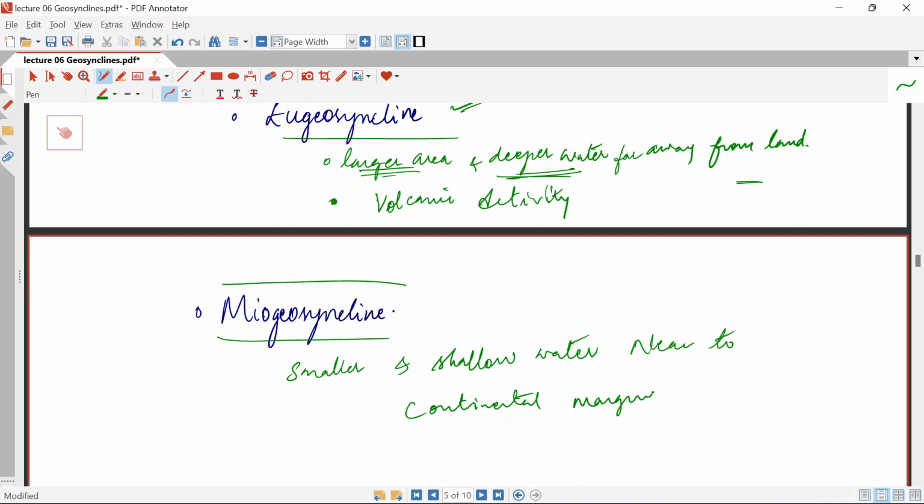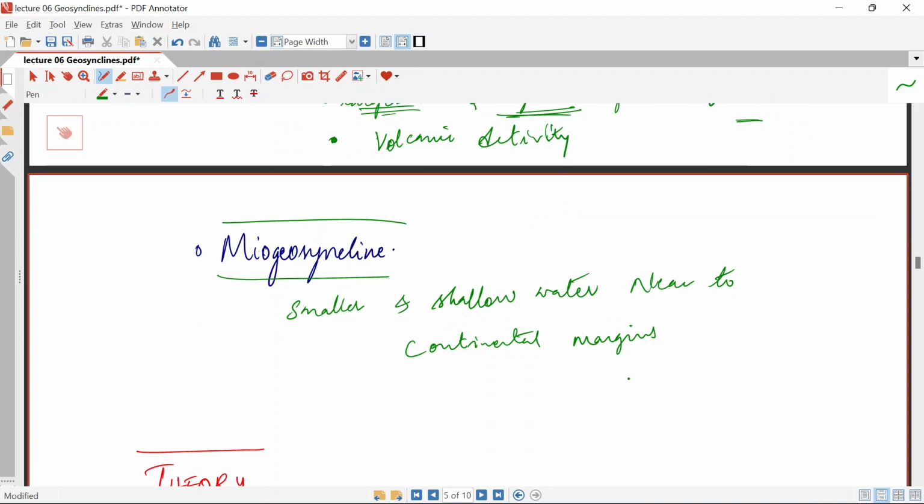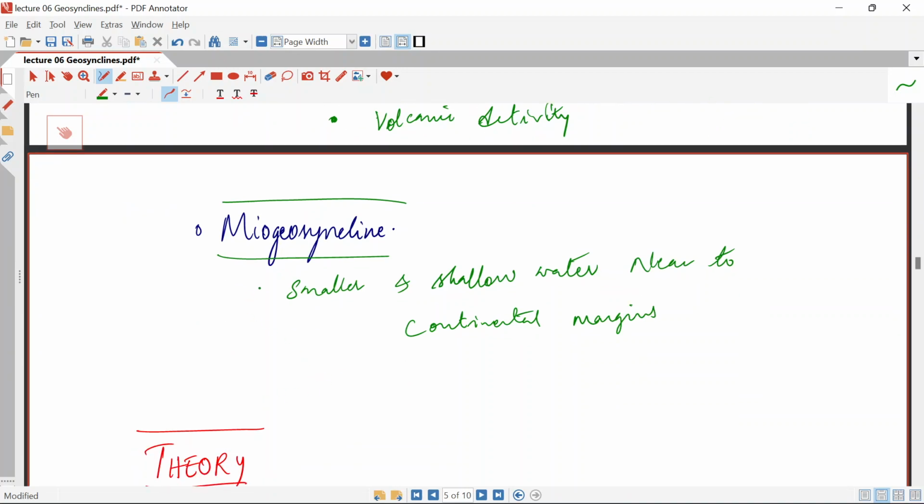So here we cannot find the volcanic activity, so it is free from volcanic activity. It is free from volcanic activity. This is what a geosyncline is simply.